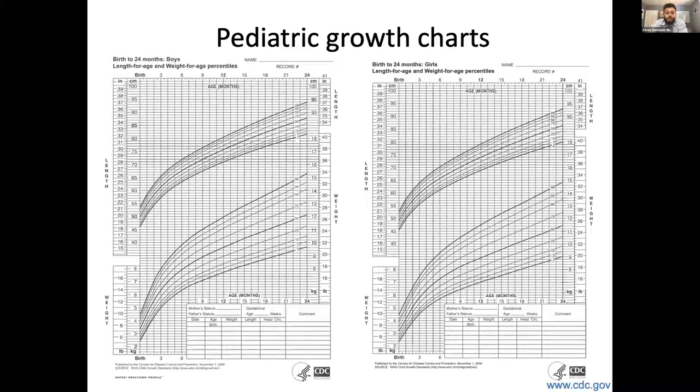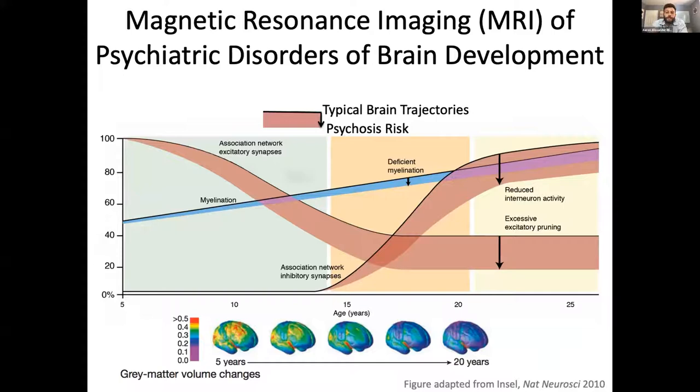The lack of a brain reference standard is particularly relevant for psychiatric disorders, which are generally accepted to be disorders of brain development. So this classic graphic shows hypothesized alterations at the brain's cellular level in people with psychosis risk, and how these cellular changes may map onto structural neuroimaging findings during typical development.